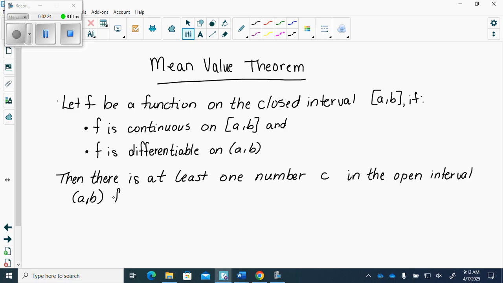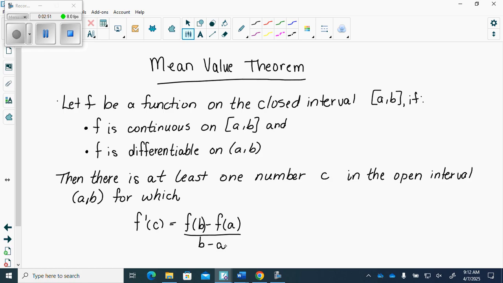now this sounds way more intense than it is, but it'll actually make a lot of sense in a second, for which f prime of c equals f of b minus f of a all over b minus a. Like I said, it sounds way more intense than it is.